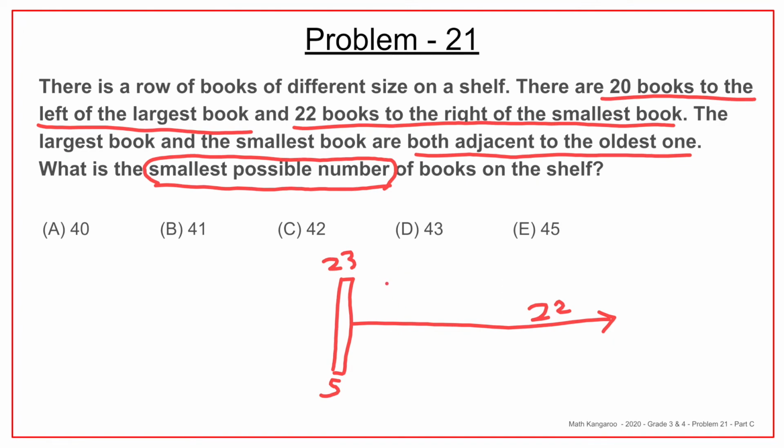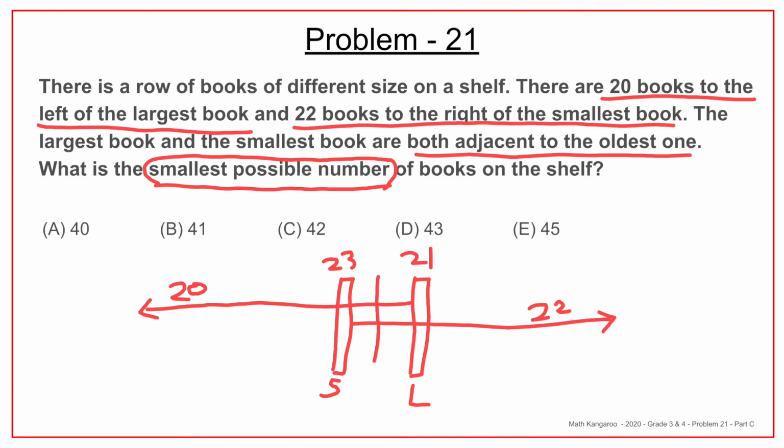So we try to overlap. So we have somewhere here the 21st book, and to its left we have 20 books to the largest. So this is the largest one. Now this largest book and the smallest book are both adjacent to the oldest one. So we have the oldest book in between. This is the oldest one and we marked it as 22.